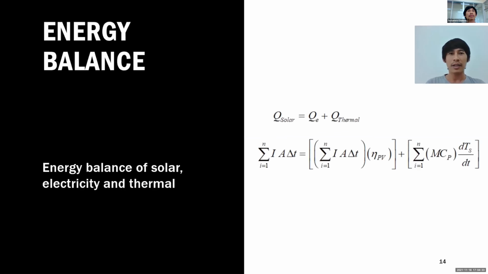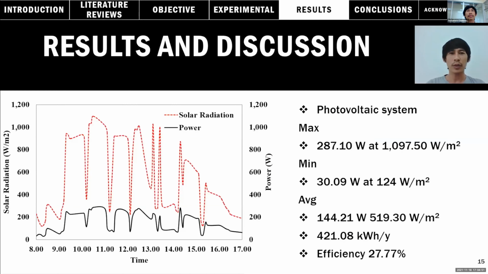The energy balance is based on the first law of thermodynamics. The research has focused on the solar energy harvesting, usefulness, and efficiency of the solar power cultivation and production of straw mushroom in a closed and controlled environment. The result of the photovoltaic system from 8 a.m. to 5 p.m.: the maximum electricity production was 287.1 watts at a solar radiation of 1097.5 watts per square meter.